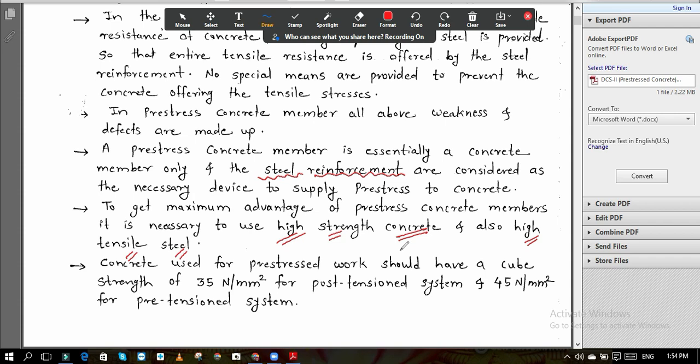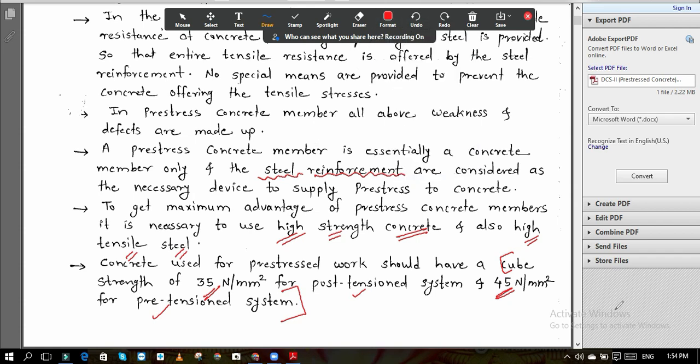So here they have given you the values. These are very important values from the point of view of MCQ. 35 Newton per mm square for post-tensioning and 45 Newton per mm square for pre-tensioning. I am talking about cube strength, cube strength for pre-stressed concrete.